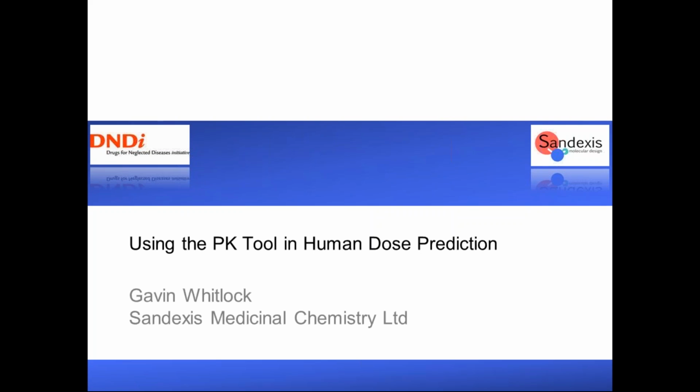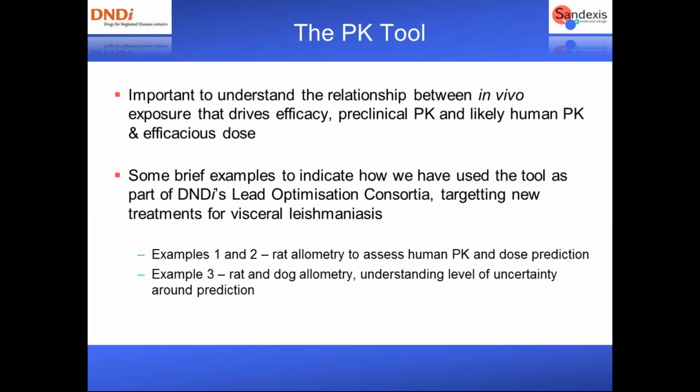So I'll assume everyone else can as well. Mark's given you a really great introduction to how the tool works and the kind of inputs that you need to use it. What I want to do now is just take you through 2 or 3 examples of how we've used the tool in a number of projects that we've been running in collaboration with D&DI. All these projects are anti-parasitic projects under one of D&DI's lead optimization consortia, all focused on new treatments for visceral leishmaniasis, a trypanosomal parasite.